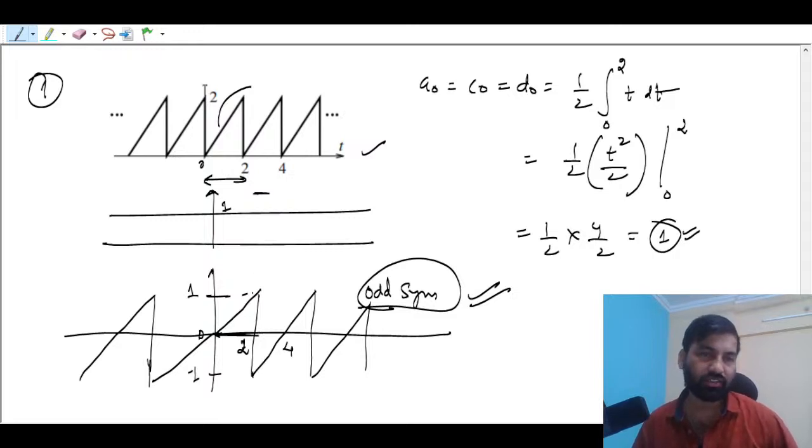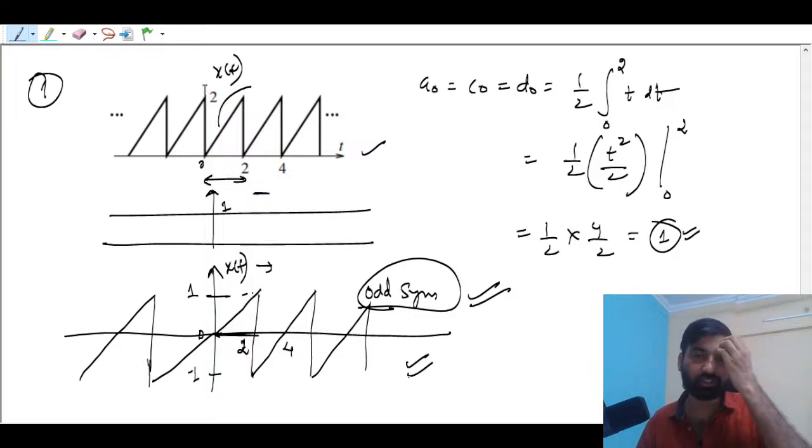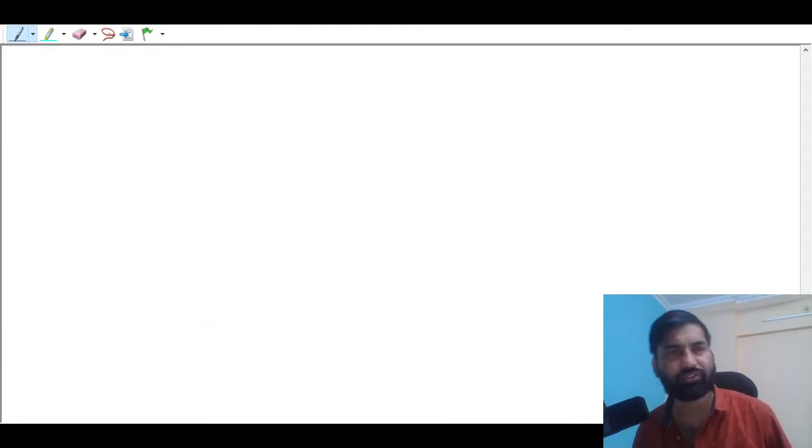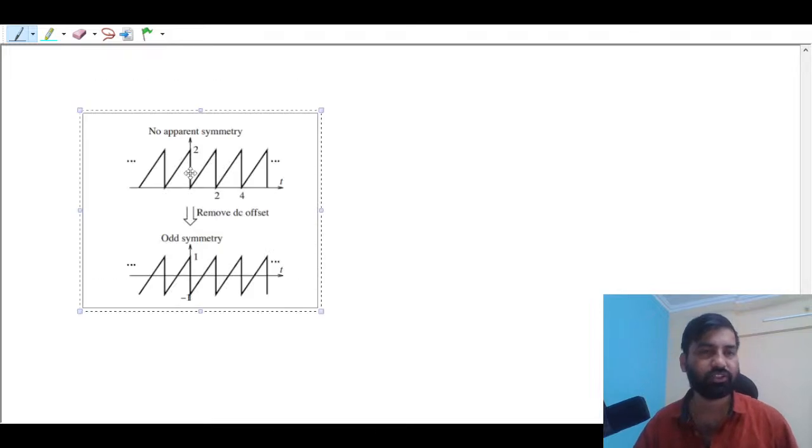So this is 1 period, right? By looking at this signal, this is x(t), and after removing the DC value you are able to identify that there is odd symmetry. Understand? So I think this is clear. In the beginning, whenever you see the signal, how do you decide what DC to subtract? You can find out the DC value.